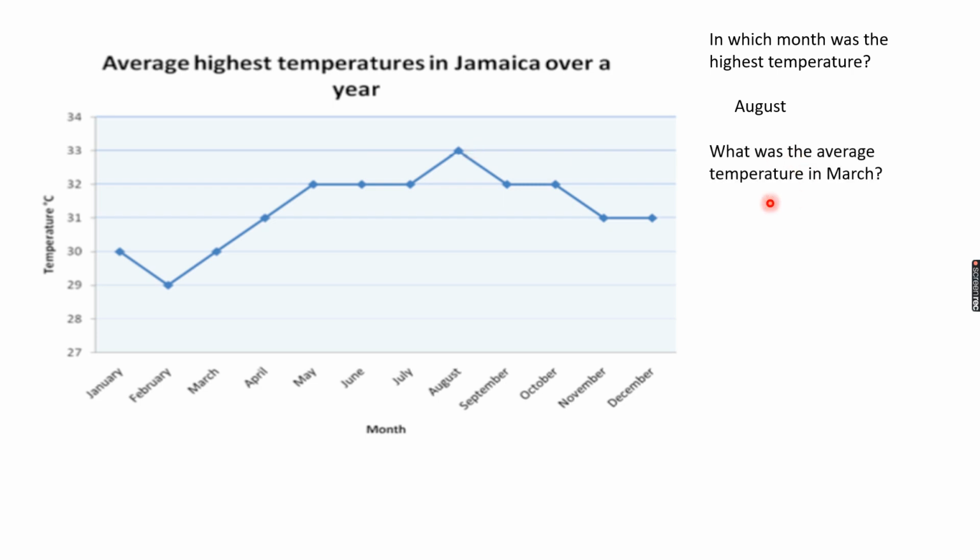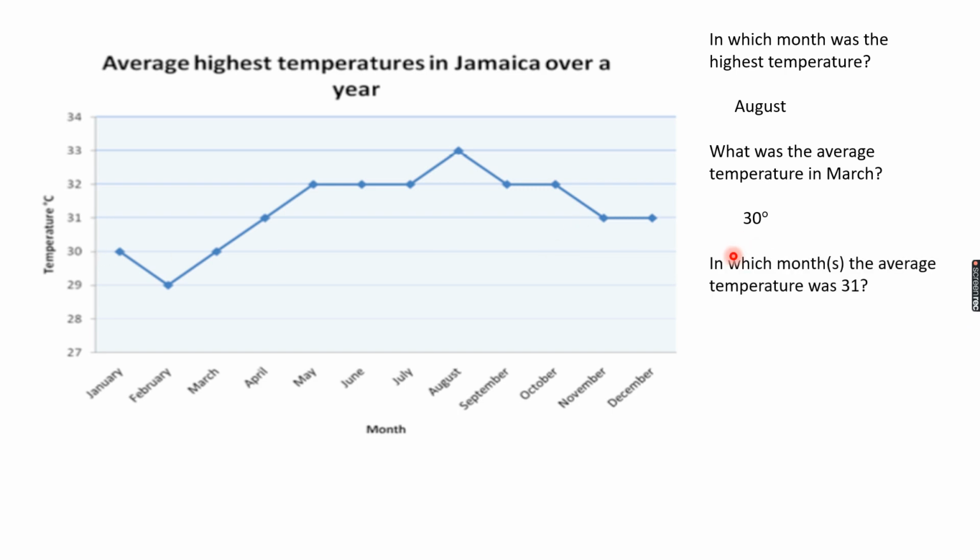Second question, what was the average temperature in March? I have to go to March, go up vertically, then horizontally to see the y-axis, which is the temperature in degrees Celsius. It is 30 degrees Celsius.